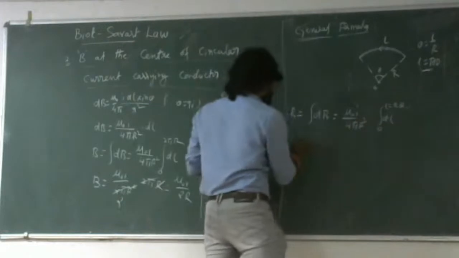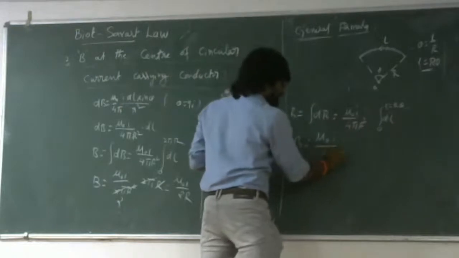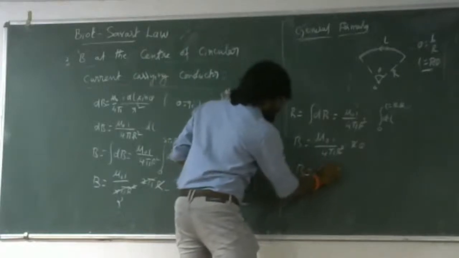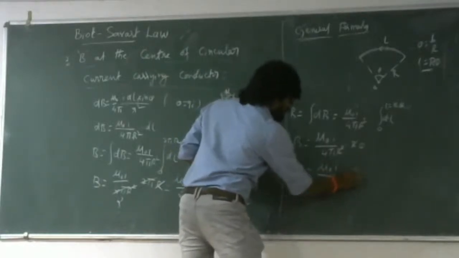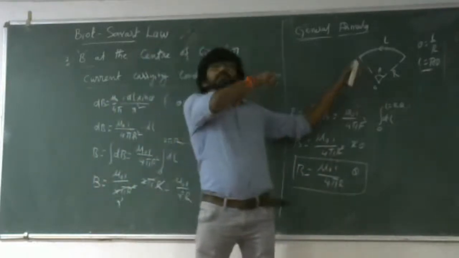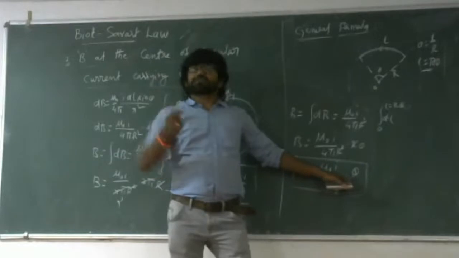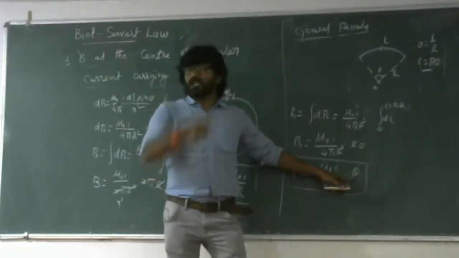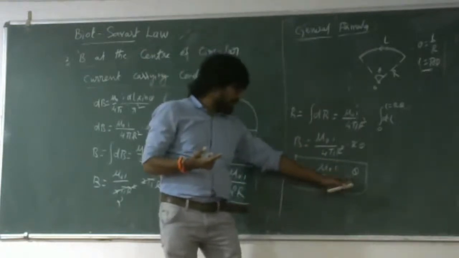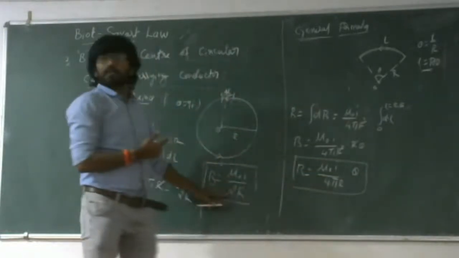Now if you substitute this, we get B is equal to mu naught I by 4 pi r square into r theta. Here one r gets cancelled. So you can write B is equal to mu naught I by 4 pi r into theta. This is the magnetic field at the center due to an arc of a circle which subtends an angle of theta. That can be any angle. If it is 2 pi radians, the complete entire circle, what is the angle subtended by the entire circle? 2 pi radians. The 2 pi cancels with 4 pi giving 2, so mu naught I by 2r.